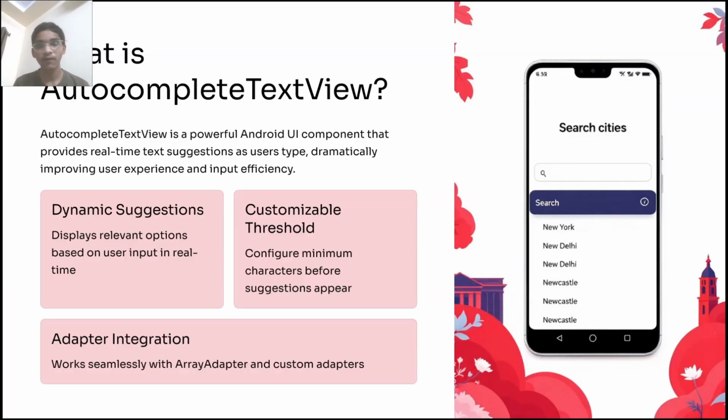On the right, you can see an example. As a user starts typing in the search bar, it immediately shows city name suggestions like New York, New Delhi, or Newcastle. So overall, autocomplete TextView is a powerful way to make user input faster and more accurate.